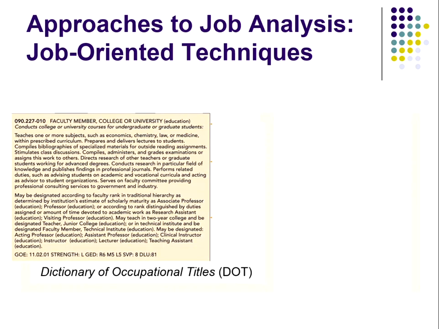All right. Now, this is an old-fashioned approach to job analysis called the Dictionary of Occupational Titles. I pulled this one since this is my occupation: faculty member, college or university. And it's kind of interesting to read the description that they provided, because it says teaches one or more subjects. Interesting random choices they put here, such as economics, chemistry, law, or medicine within prescribed curriculum. Not sure what that means, but okay.